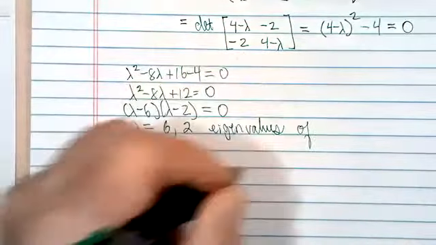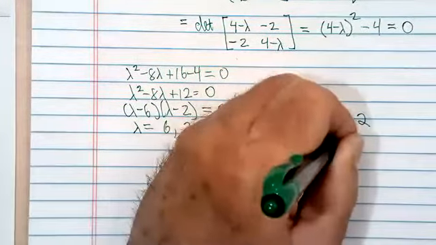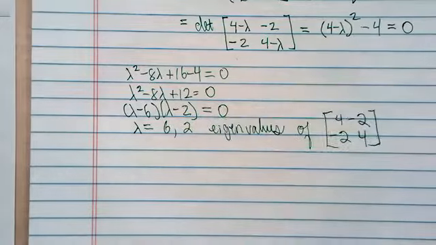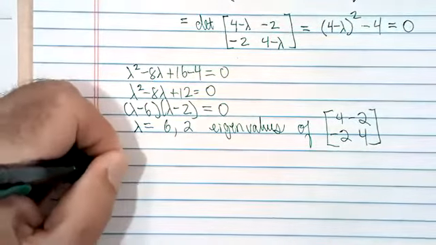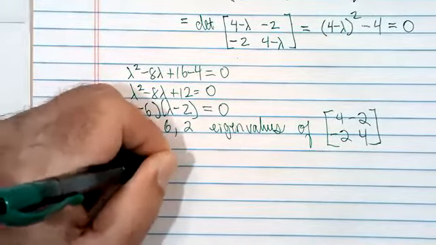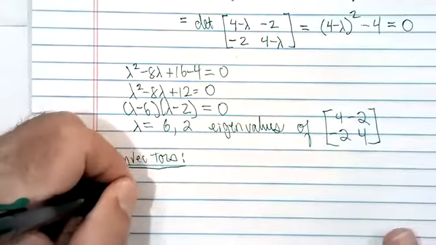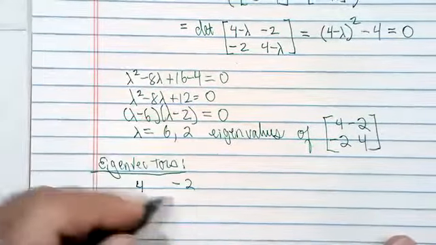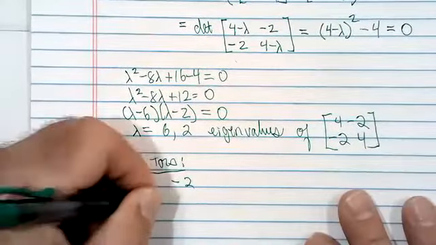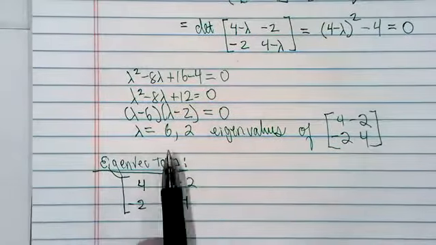of the matrix 4, minus 2, minus 2, 4. Okay, let's figure out the eigenvectors that go with it. Eigenvectors, well, I'm looking at this matrix here. 4, I'm leaving a little bit of space because I need to subtract constants down the diagonal. Okay, so I'll start with this matrix here, and let's start with 6.